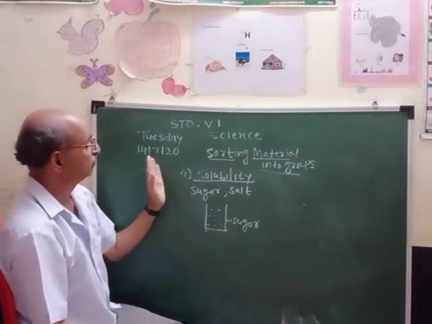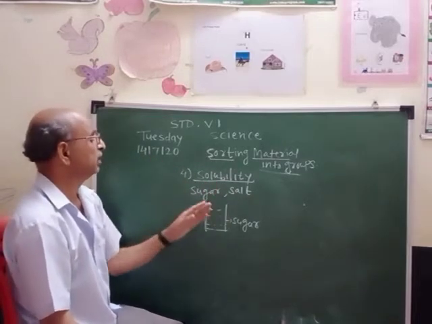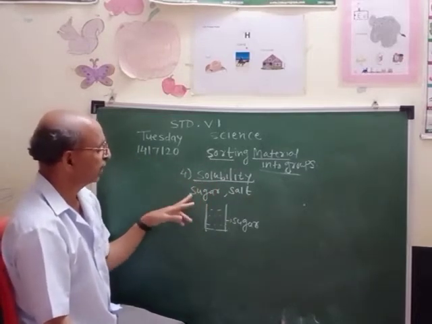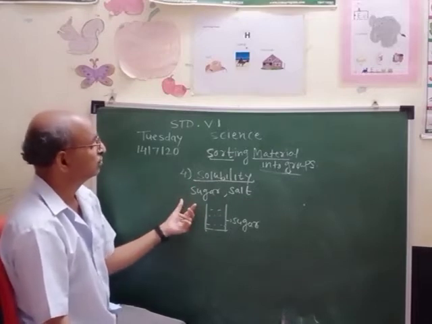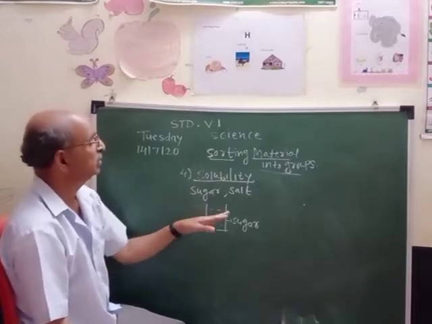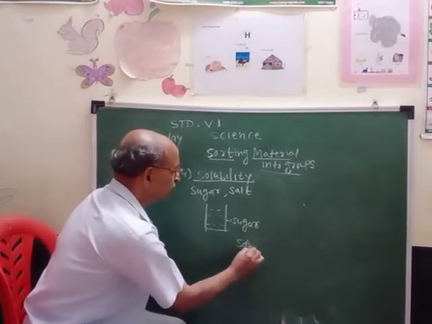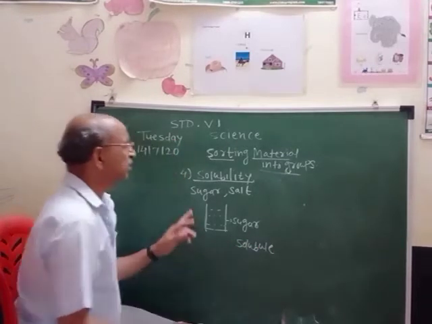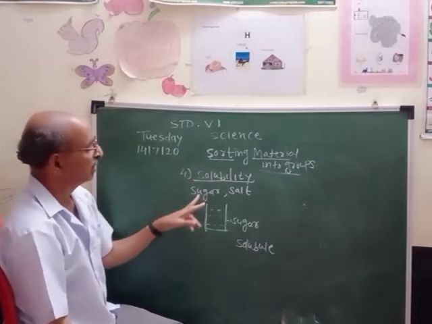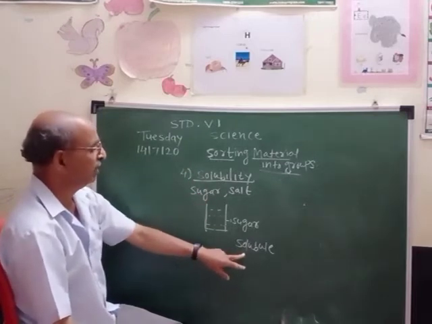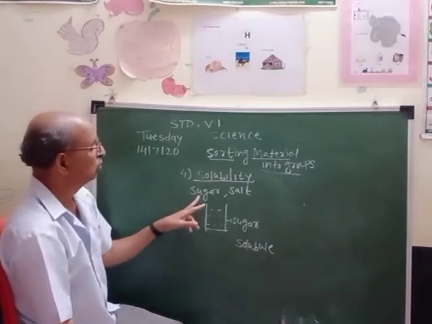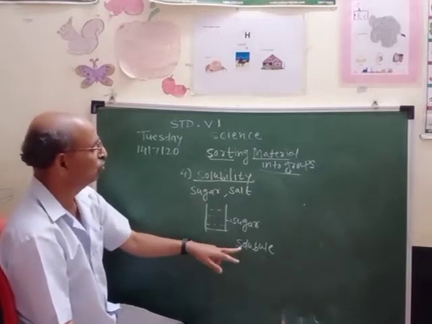So solubility is the property where the substance can dissolve in the water. The substances which dissolve in the water are called soluble. Substances or materials that dissolve in water or liquid are called soluble. So sugar and salt are examples of soluble material.